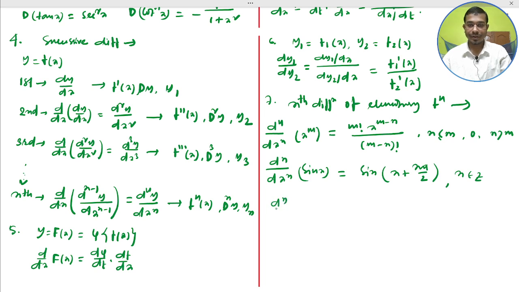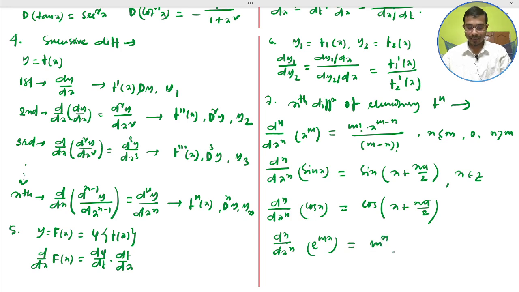Next, d^n/dx^n of cos x should be cos of x plus n pi by 2. And the last one, d^n/dx^n of e to the power mx should be m to the power n e to the power mx. These are our very important formulas of limit and differentiation. So we just switch our lecture into problem discussion session.